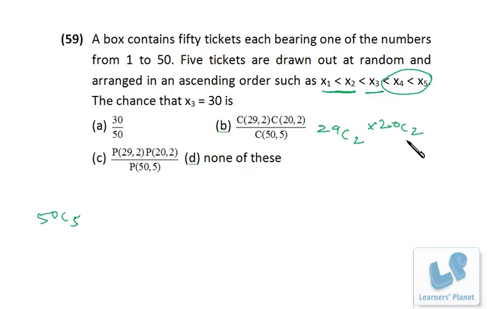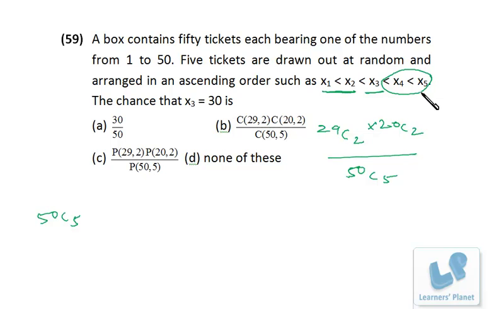So it's 20C2, okay, and in all we have 50C5, right? Since we are choosing these two numbers from less than 30, obviously they will be before the third number, that's 30, and these two numbers we are choosing from more than 30, so they will be after 30, right? If we arrange them in ascending order.